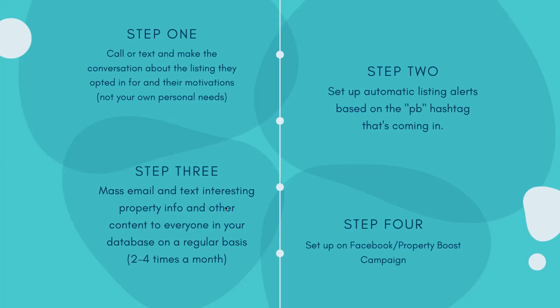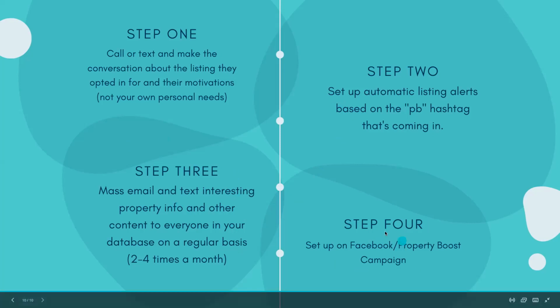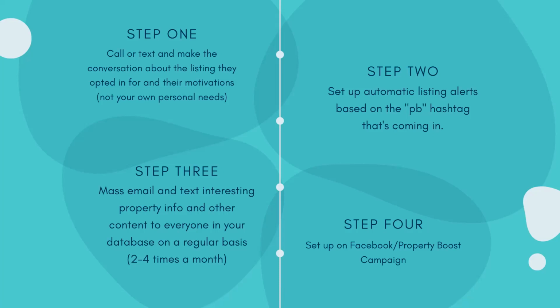and they can use you as a resource. Step three, mass email and text interesting property info and other content to everyone in your database on a regular basis. This is what we talk about pretty much on a daily basis, and that is just touching your database 2 to 4 times a month. So set them up on a plan to do that and keep your name in front of them. And step 4 is to set them up on a Property Boost campaign.